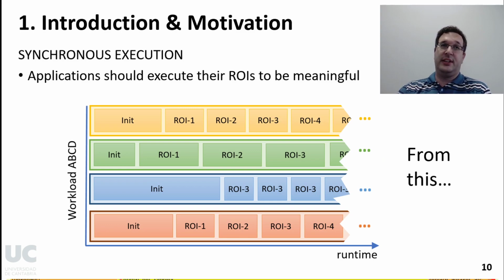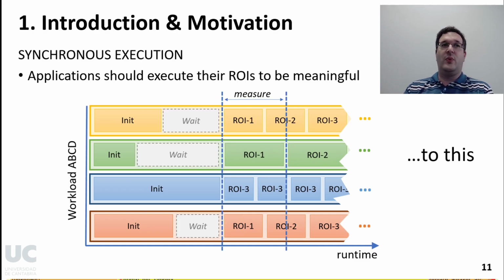However, applications should execute the region of interest concurrently for the results to be meaningful. But the time each one requires to reach that point, the beginning of the region of interest, is different for each application. So we need to use some form of synchronization mechanism before making any measure. So we can go from this to this. So we can make sure the portion of the application we are measuring is the representative one, the region of interest.